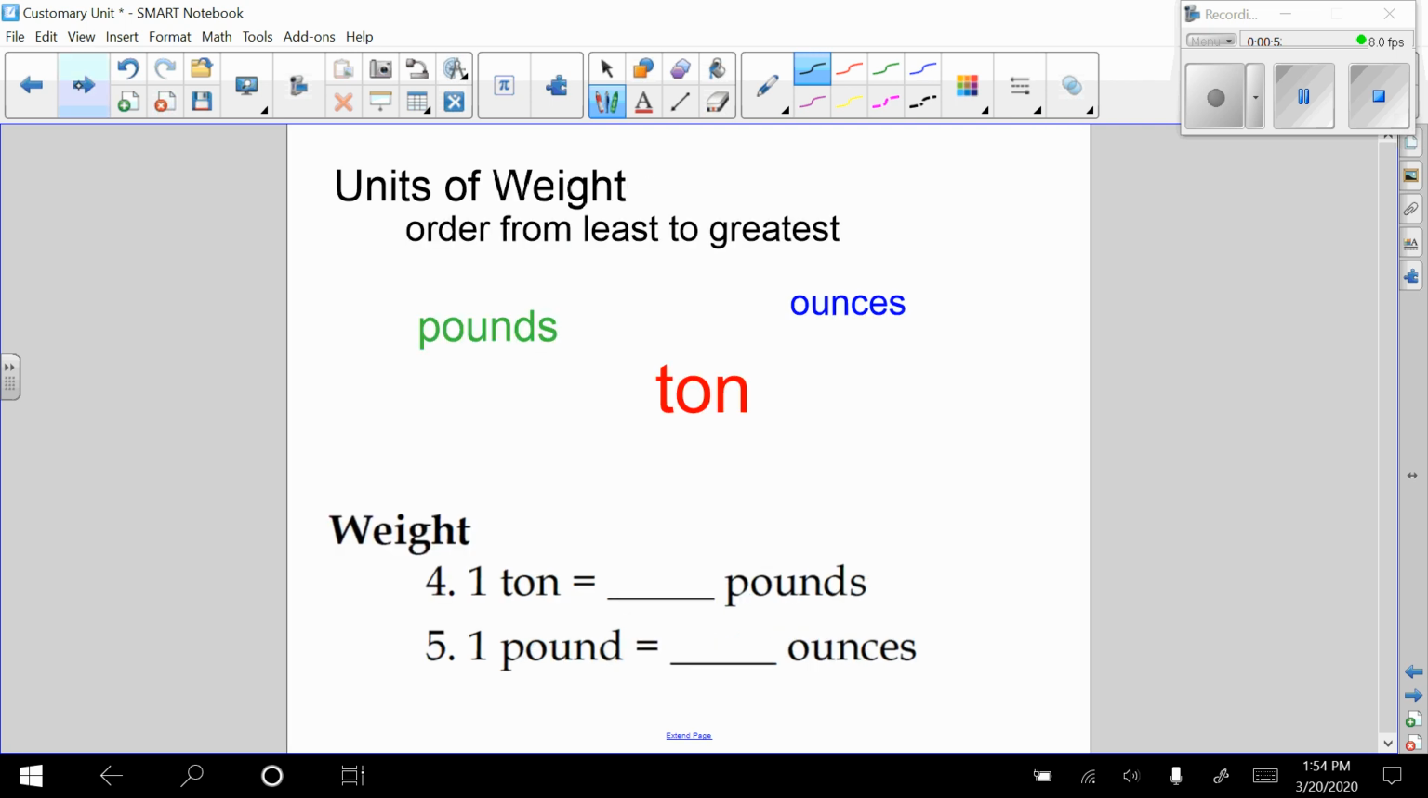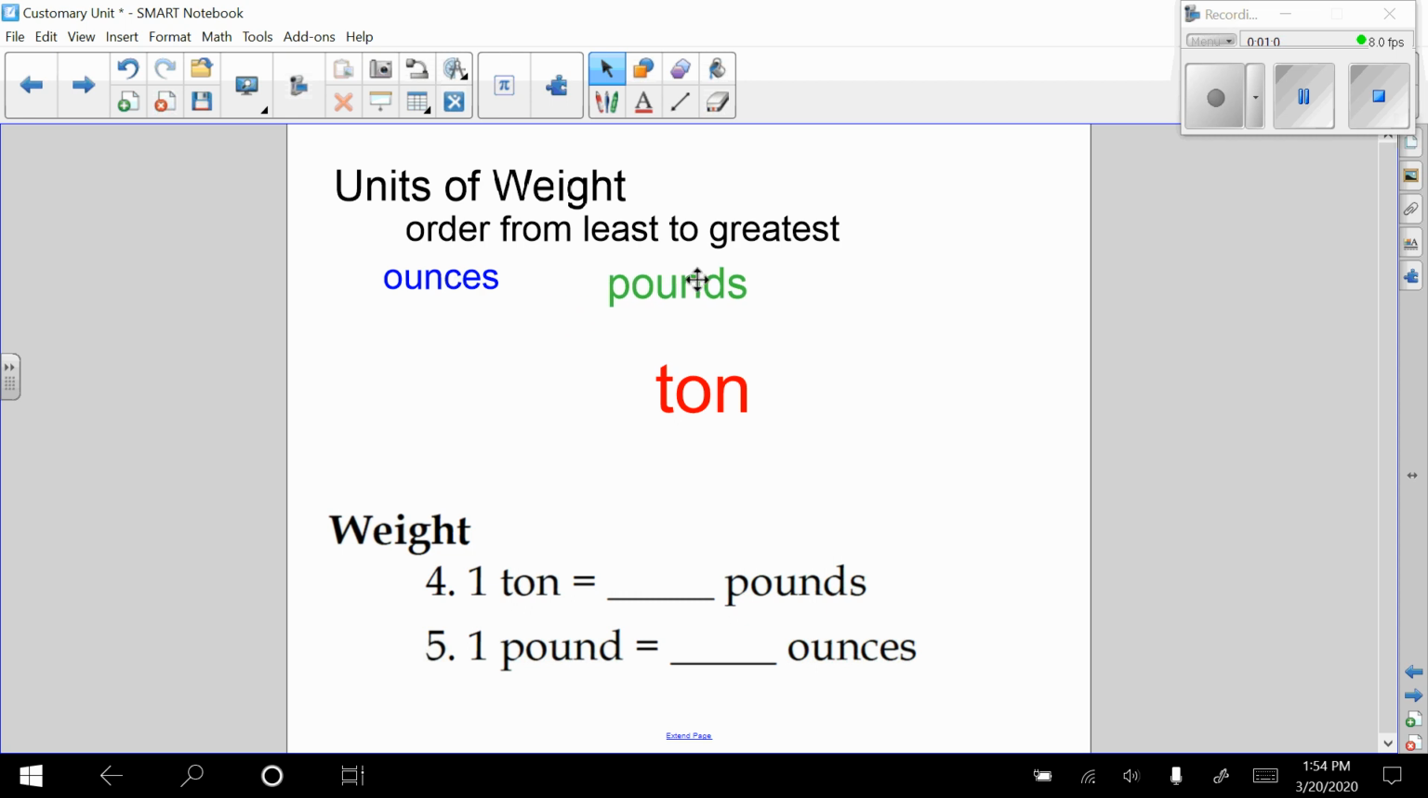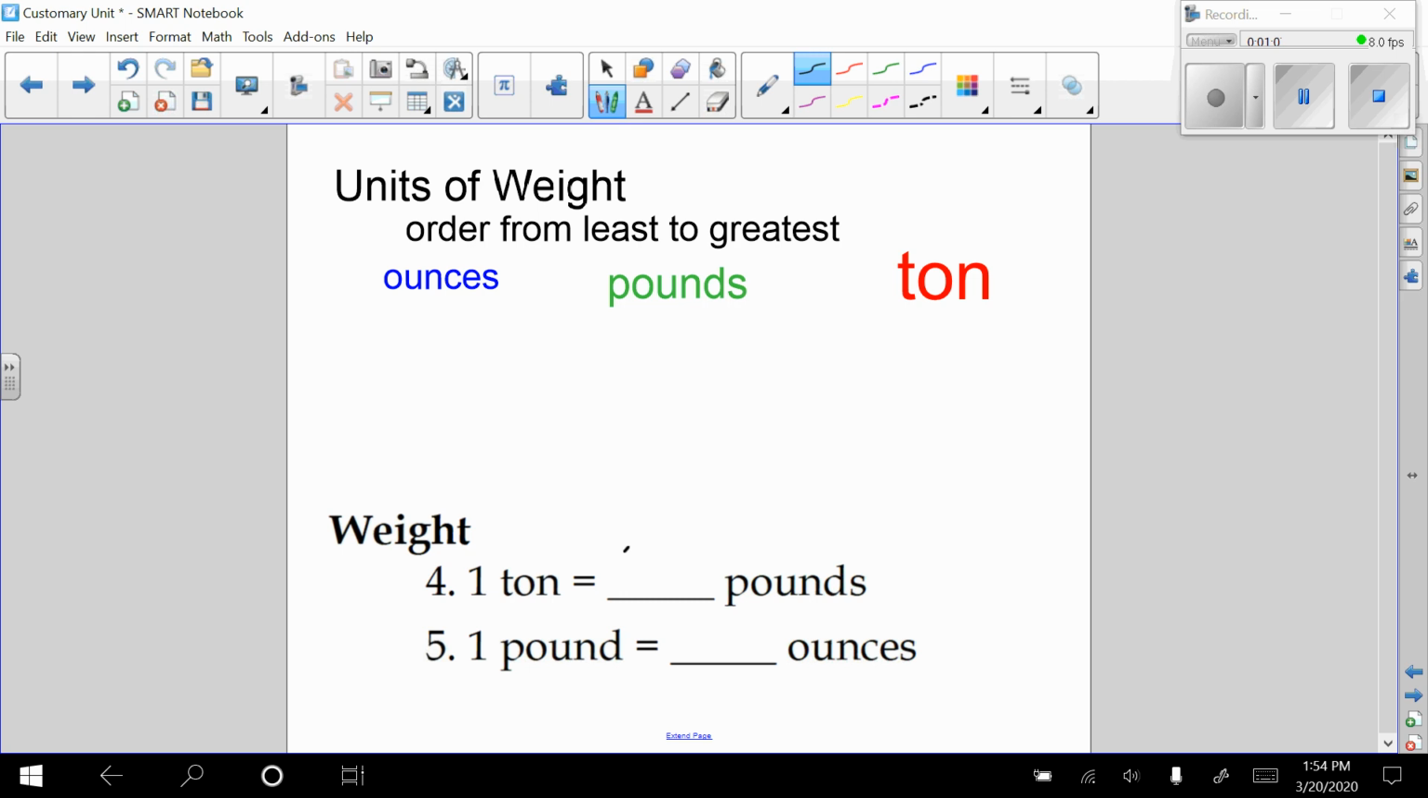Now, for the unit of weight, if we wanted to see which was the smallest, which one's the greatest, the smallest unit of weight is actually the ounces. Then would come the pounds, and then would come a ton, because that's the biggest. So 1 ton actually equals 2,000 pounds. And 1 pound equals 16 ounces. Make sure you're writing those down.